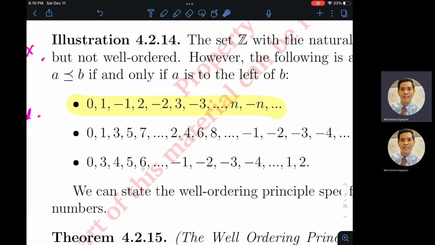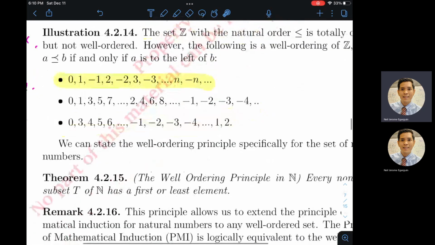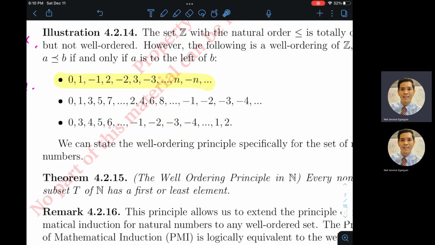Now, the well ordering principle doesn't tell us how many such well orders can be defined on any non-empty set. In fact, here in this illustration, we provided 2 more well orders for the set Z. Okay? So yun yung well ordering principle. It guarantees that we can always define a well order for any non-empty set.